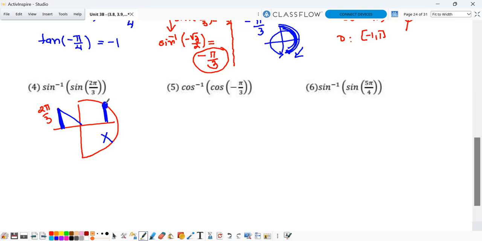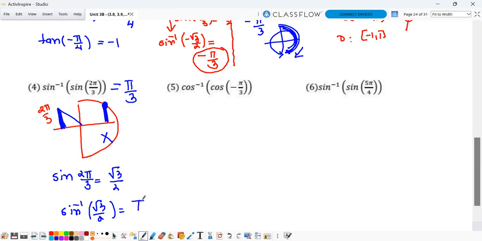So what is that angle? A similar angle where you have the same height. Pi over 3. If you don't understand the shortcut, well, go ahead. Sine 2 pi over 3 is root 3 over 2, and then sine inverse of root 3 over 2 is back to pi over 3. You got the same answer. Okay, if they match, you can try the shortcut.